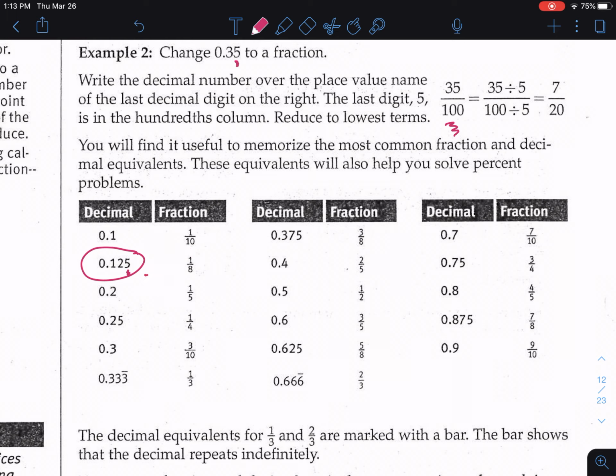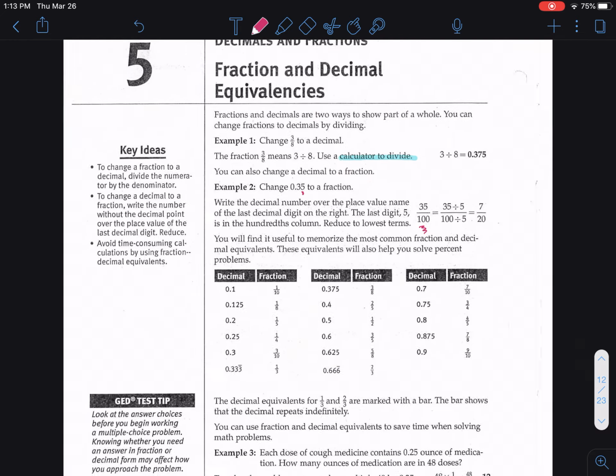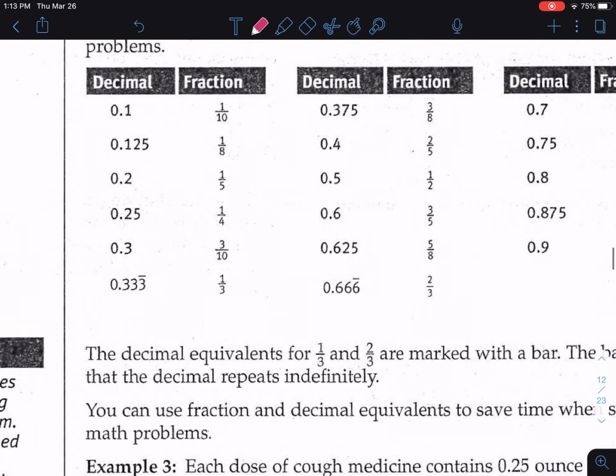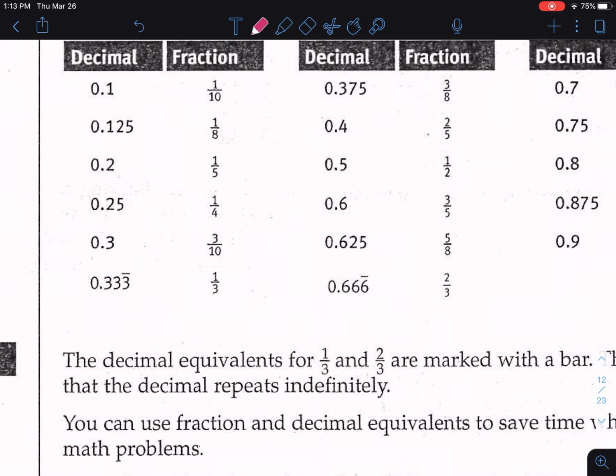Okay, let's go ahead and look at some of the word problems. Oh, yeah, this is important. This bar right here just means that it's going to go 0.3333 all the way forever, and 0.666 all the way forever. Now this one, this 0.6, you can do 0.67, because remember, if you're going to round, you have to round up since that's a 6.